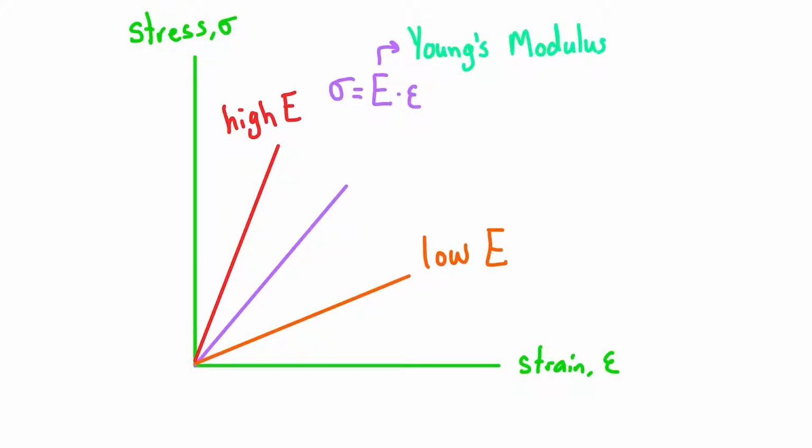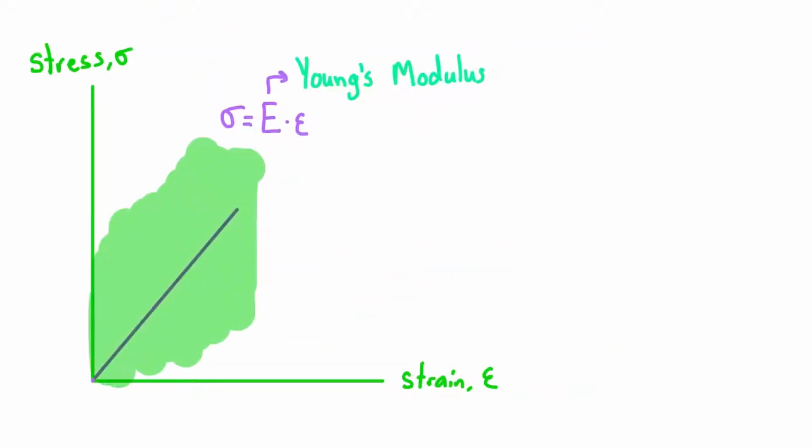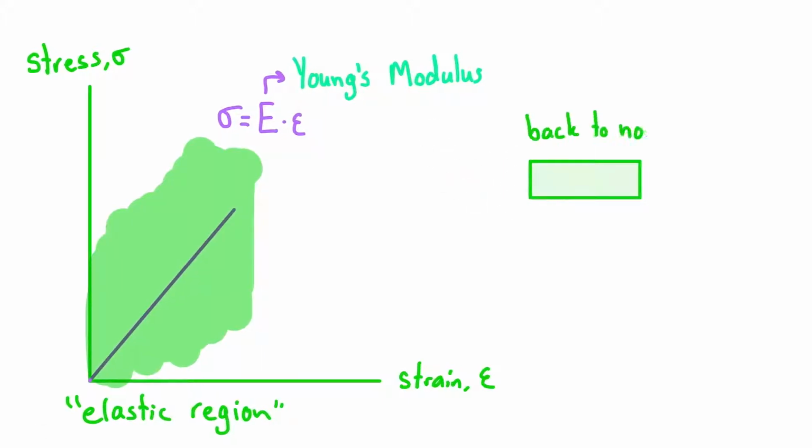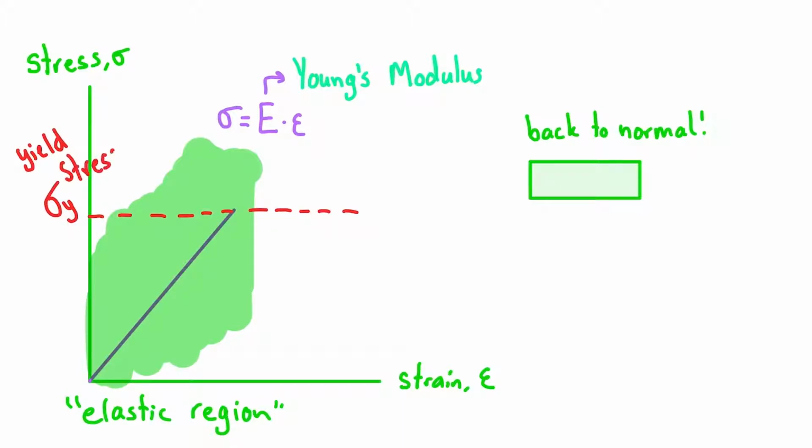For the most part, there's a linear relationship between these two during the elastic region, meaning that if you stop stressing the material, it'll go back to its original shape. After you reach a certain level of stress, known as the yield stress, the material loses its elastic properties. After this, the linear relationship no longer applies, and anything can happen.